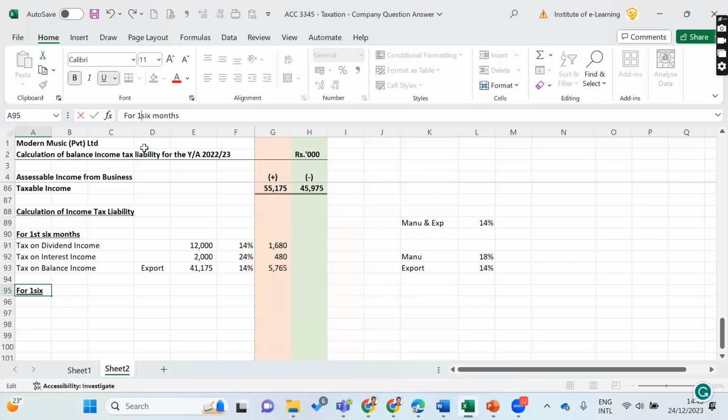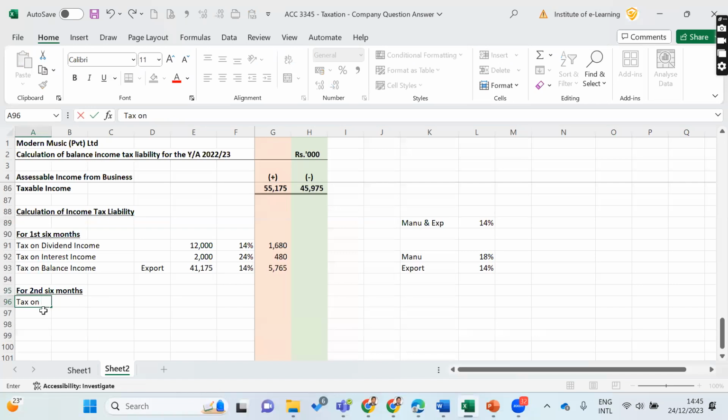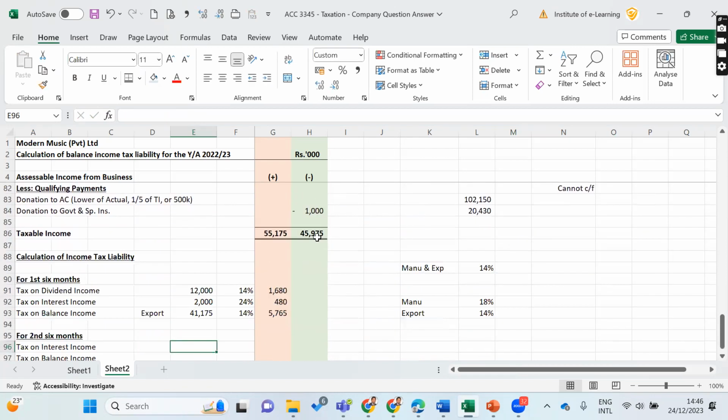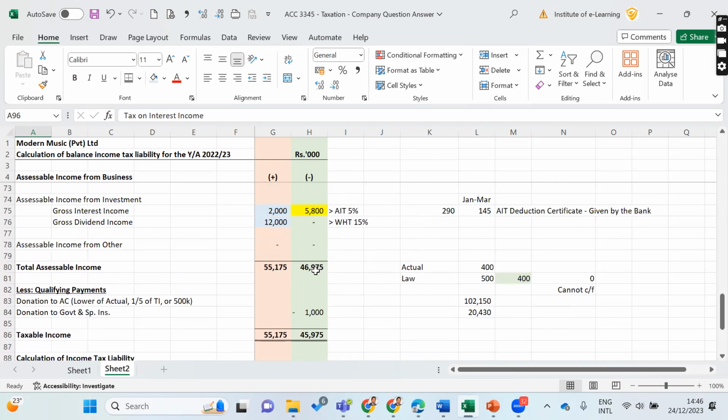For the second 6 months, for tax liability, tax on... doesn't matter whether it is investment or business, all tax at the rate of business. If you want, I can separately show it to you. Tax on interest, again 30% interest income, tax on balance. Interest income, no need to have a separation, no time wasting for you at the exam. You just take this figure directly, right? And because I also use the same, otherwise qualifying payment is also there, then we'll not capture that one.